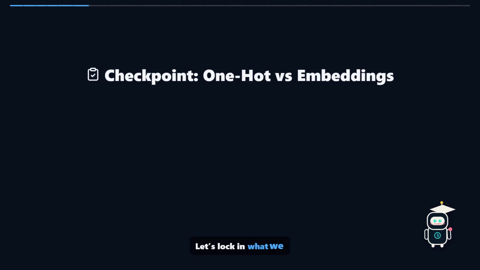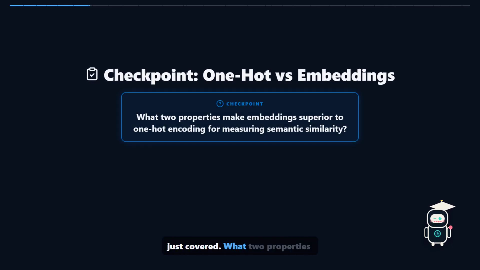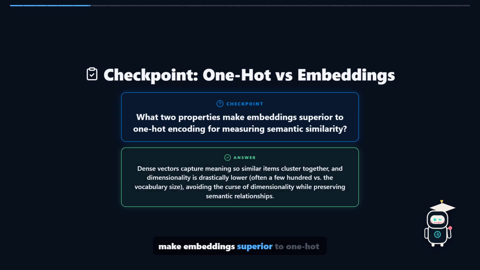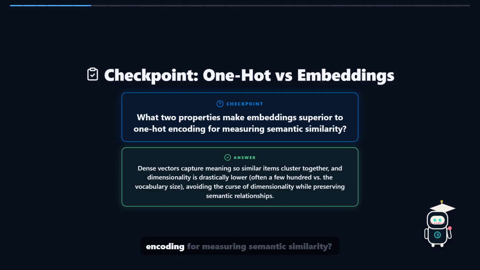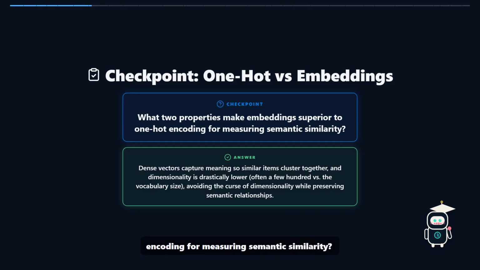Let's lock in what we just covered. What 2 properties make embeddings superior to one-hot encoding for measuring semantic similarity?